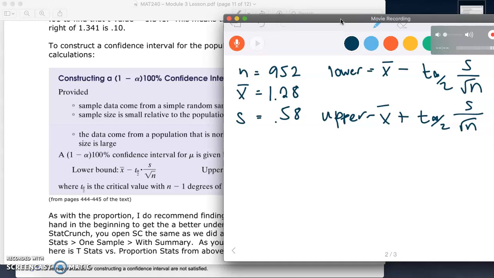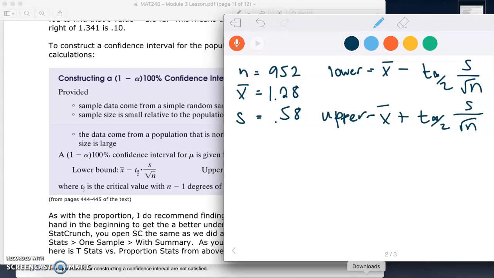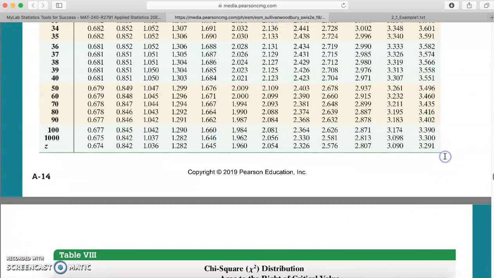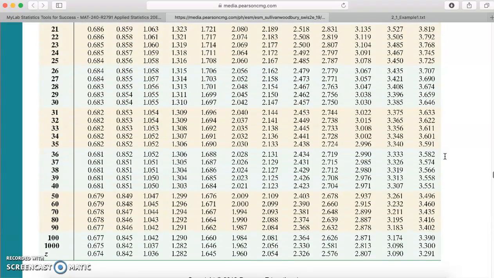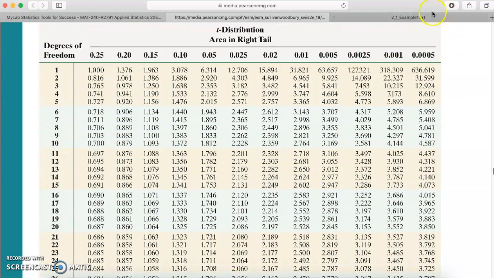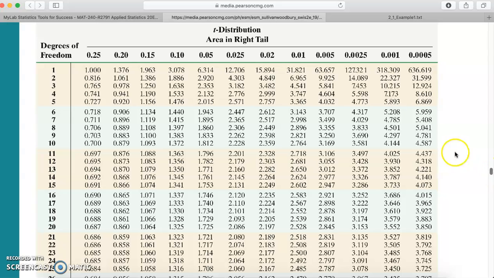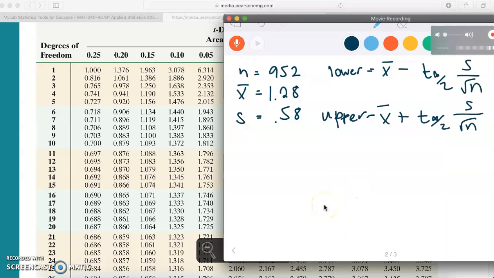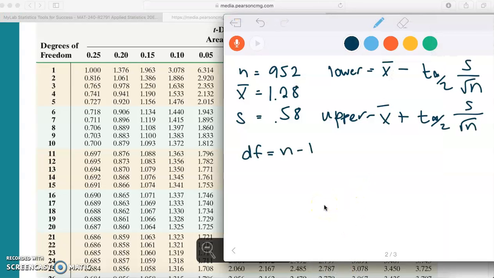So we just need to find that T alpha over 2. There's two ways to do this. You can either go to the T distribution table or you can do it in StatCrunch. So let's look real quick at the T distribution. Here's the T distribution table. There's a couple of things to think about with this. First, we need to know what our degrees of freedom are. The degrees of freedom equal n minus 1. So in this case, that's 952 minus 1, which is equal to 951.